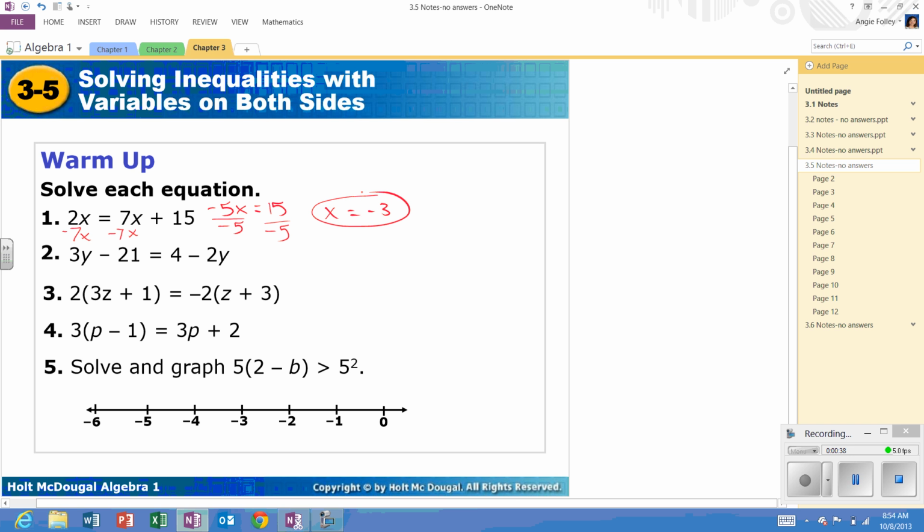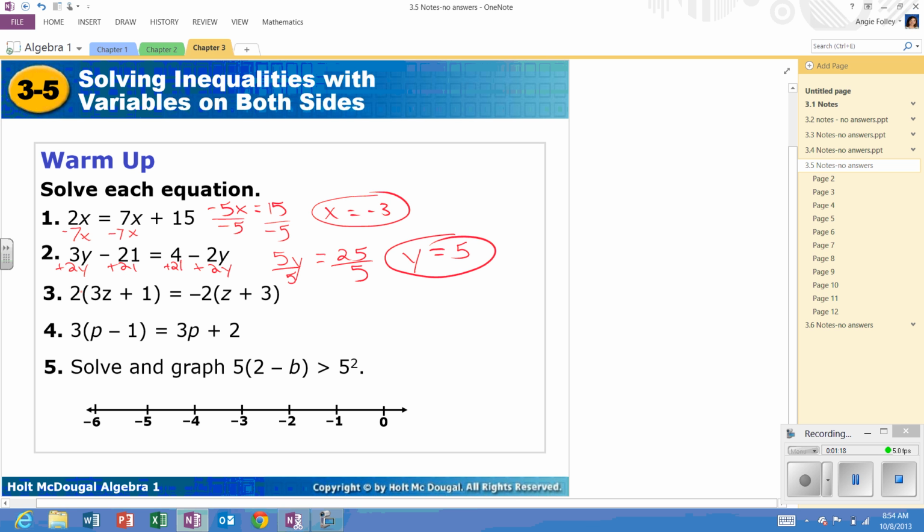Okay? On this next one, I've got y's on both sides, and then I've got constants on both sides. So again, I need to collect the same terms on the same side. So I'm going to move this 2y over, and I'm going to kind of do two steps here. I want you guys not to always do this because I want it to be shown in separate steps. So I'm moving the 2y over to the left side, and then I'm going to move this 21 over to the right side. So then I get 5y equals 25. And now I can just divide by 5, and y equals 5.